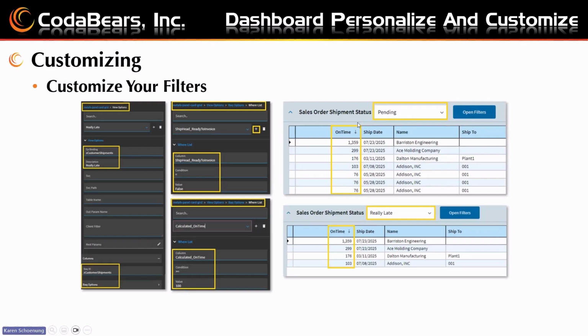So here's the original dashboard showing the pending view, sorted descending by the on time, and you can see there's more than just the 4 that are shown on the really late results here. So the really late goes by the more than 100 for the on time.